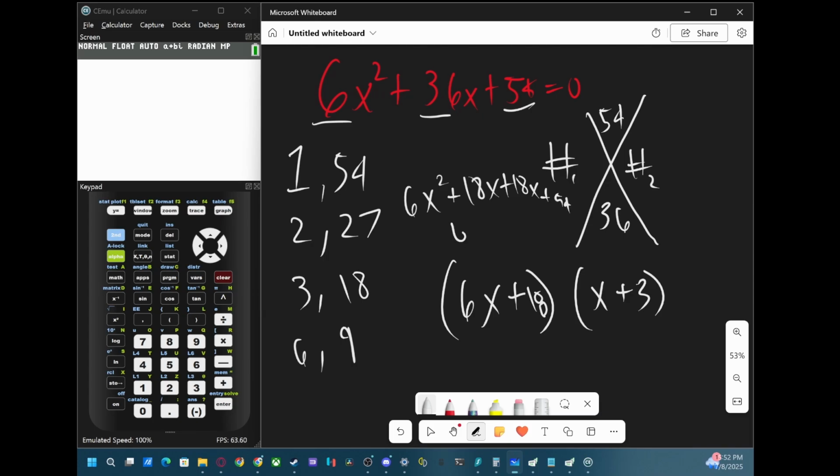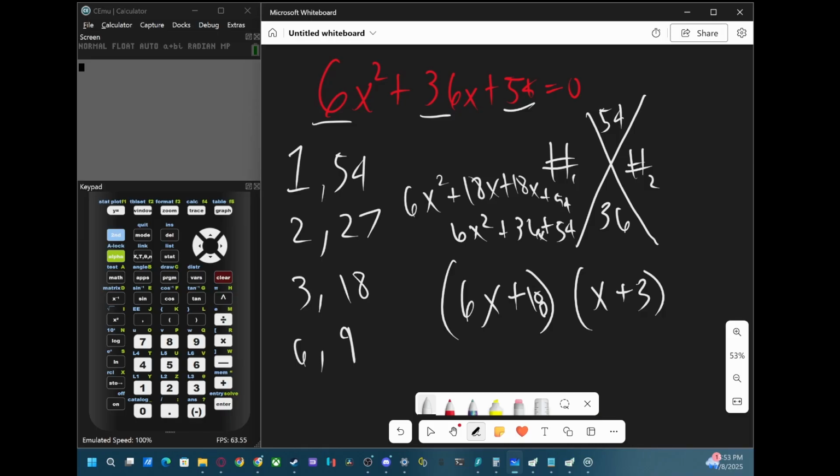So this will now equal 6x squared plus 36x plus 36x plus 54. And so we got our answer. Boom. First problem. Let's try another practice problem.